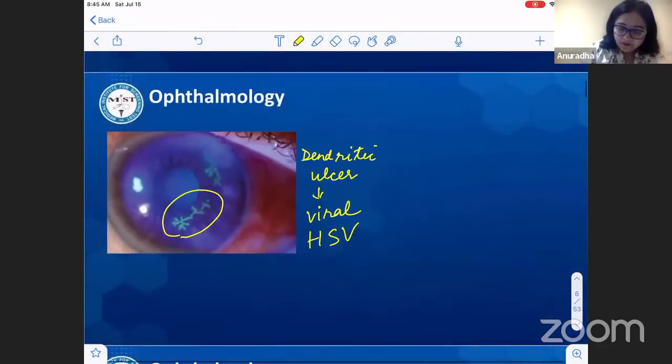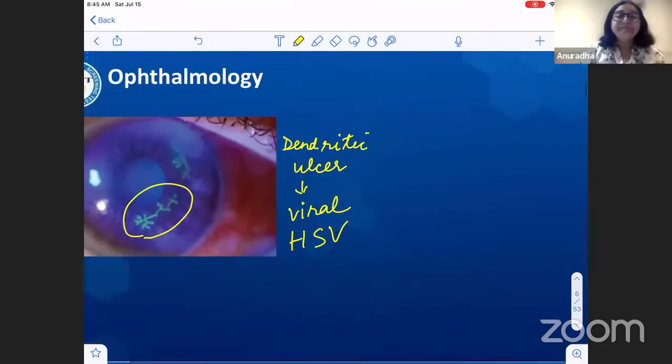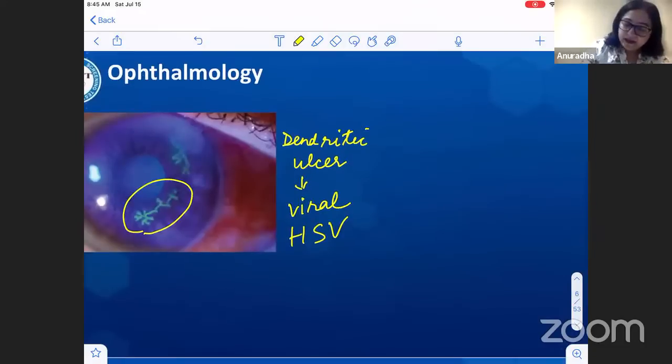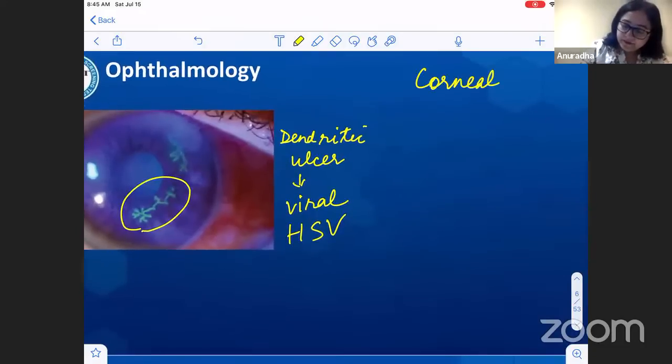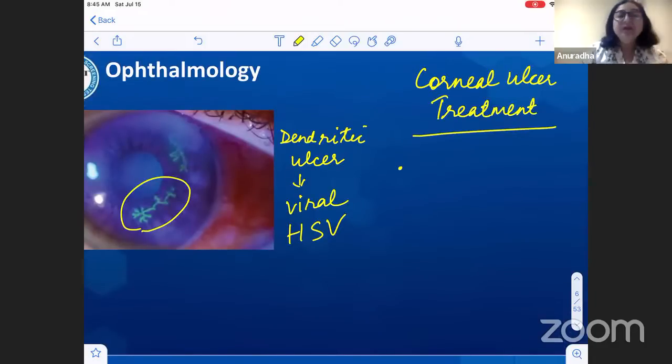So why? Once again, let me just tell you, in the treatment of any corneal ulcer, the number one thing which you will do is to give an antimicrobial. If it is a bacterial ulcer, you will give antibiotic. If it is a viral ulcer, you will give antiviral. If it is a fungal ulcer, you will give antifungal. So you will be giving antimicrobial. In this case, it is acyclovir.